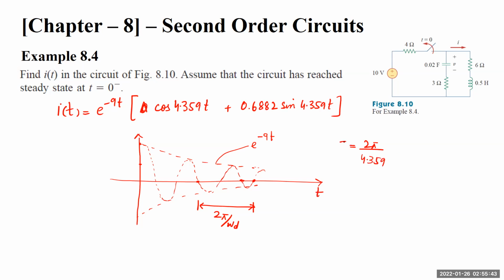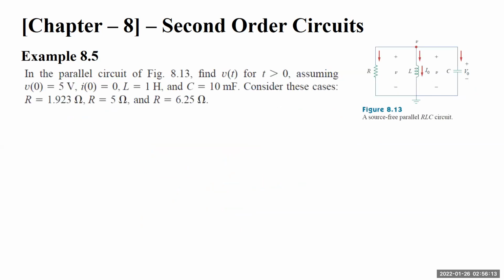It's not exactly the time period, because this is a dying exponential, and the magnitude will keep on dying because of this damping factor of minus 9. So this is the way you draw this waveform, or picture how this response will look. Okay, so moving ahead to our next question.